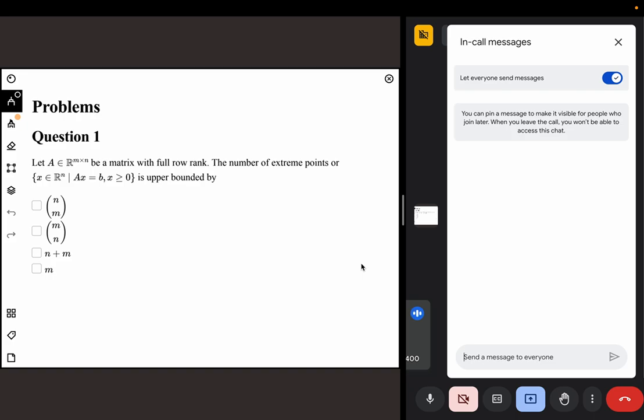So we'll quickly go through some problems. We have a matrix A that belongs to Rm by n with full row rank. The number of extreme points, the maximum number you can take, is upper bounded by the number of linearly independent columns that you can construct from the matrix A. So that will be n choose m.